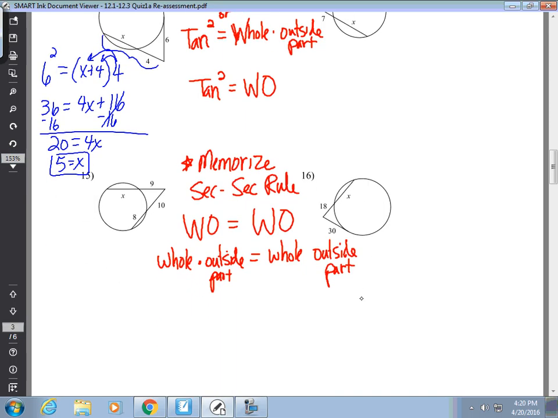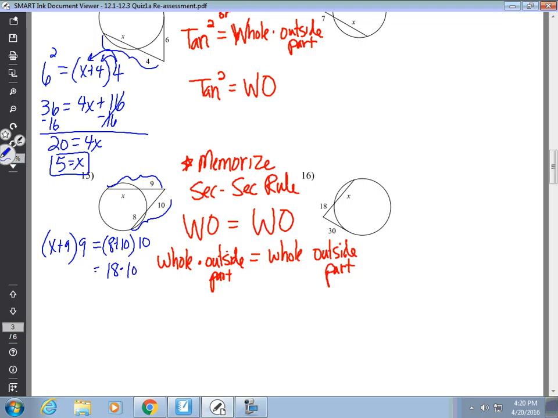So here we have secant rules. So that's the whole, the w is whole times the outer o. So we want to take this whole secant here. The whole secant will be x plus 9 times the part on the outside is 9. That's going to equal to this whole secant, which is 8 plus 10 times the 10 that's on the outside. Yes, so we know that that's just 18.